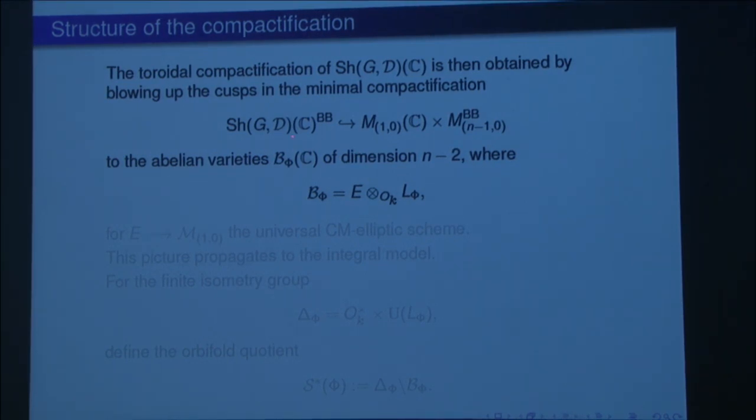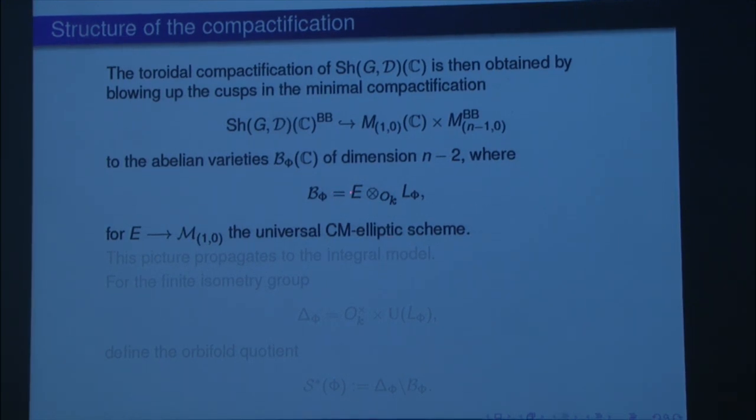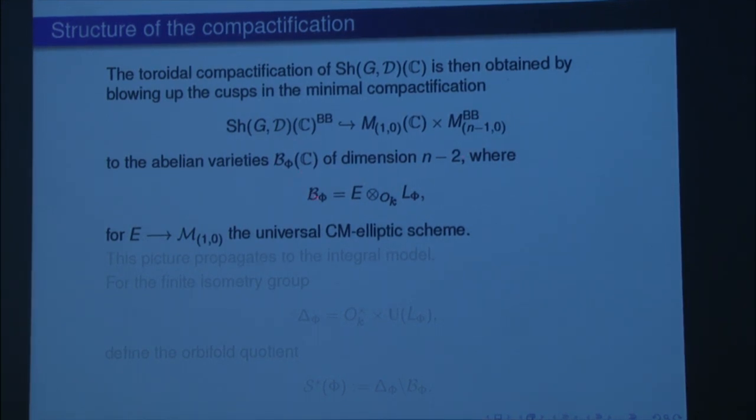And what you get when you blow them up to make a nice model is you end up with these particular abelian varieties. So what you do is you take the universal CM elliptic curve over this moduli space of CM elliptic curves, and you tensor it with this lattice. This is sometimes called the Serre construction, where you can tensor an elliptic curve with a lattice, and you get an abelian variety of dimension n minus 1. In the complex world, I can do this integrally. So this scheme, I'm being sneaky here and stepping ahead.